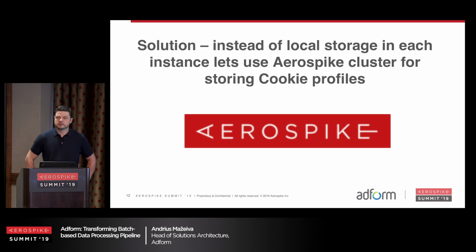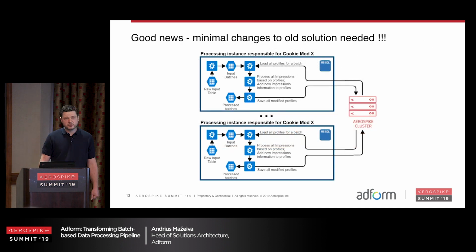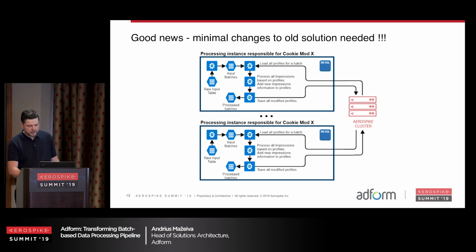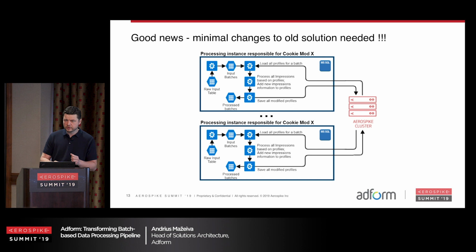Okay, so the solution. Instead of using local storage for each instance, we decided to try to use an Aerospike cluster for storing cookie profiles, so to move cookies and cookie profiles from local storage to an external cluster of Aerospike. Good news was that minimal changes were needed to the solution to implement that, because if you look at how the solution looked and how it changes when we're adding the Aerospike cluster, we're just changing the storage and the same batching processing remains. Just instead of looking into the individual storage, we're looking outside into the cluster. This was the initial idea.